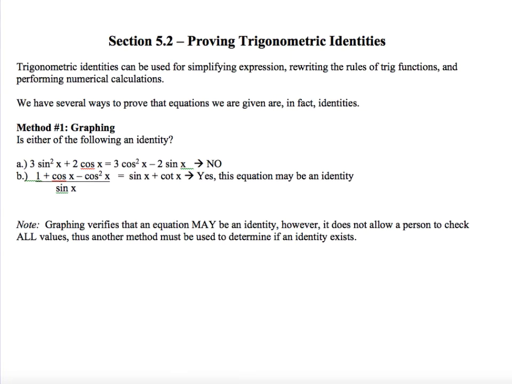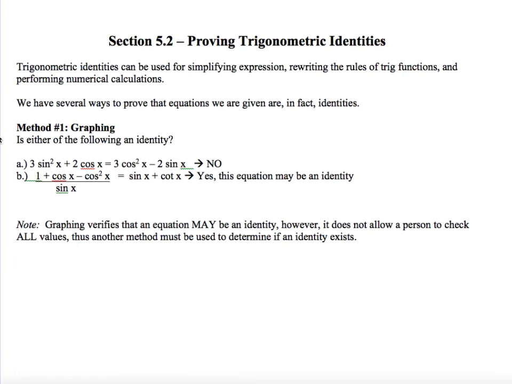Section 5.2 is on proving trigonometric identities. Sometimes we refer to it as verifying the trigonometric identities. We know that identities from 5.1 mean that this function is the same on the left as it is on the right. There are several ways that we can prove whether an equation is in fact an identity.